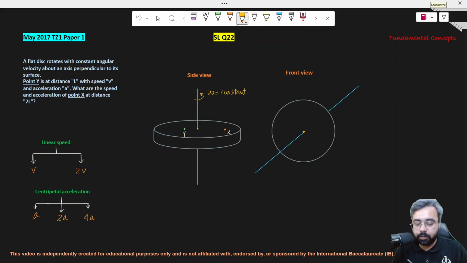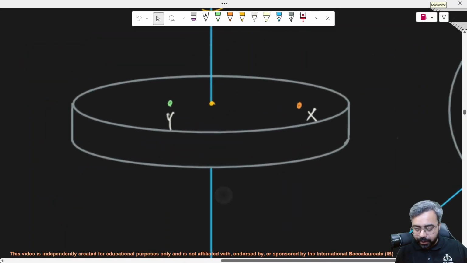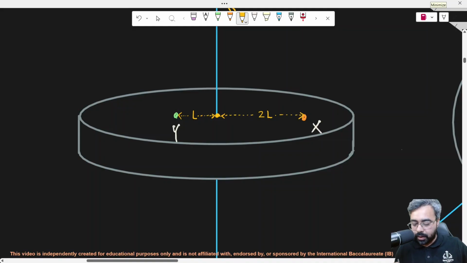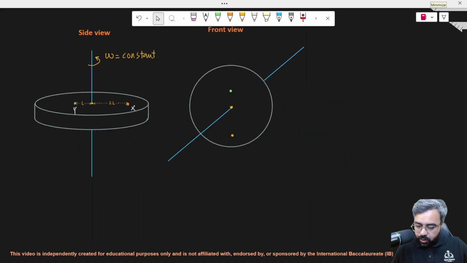It is covering the same number of rotations in every unit time, in every 1 second. So the point Y is at a distance L from the central axis, whereas the point X is placed at a distance 2L from the central axis. And if I show you the side diagram, this is the point Y, which is at a distance L, and this is the point X, which is at a distance 2L from that.